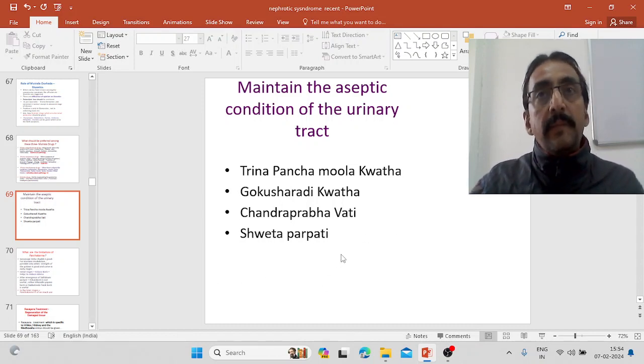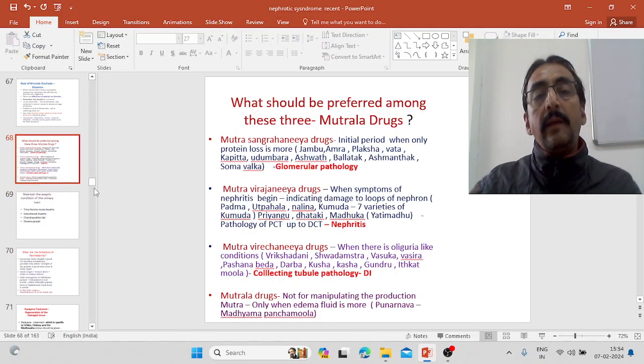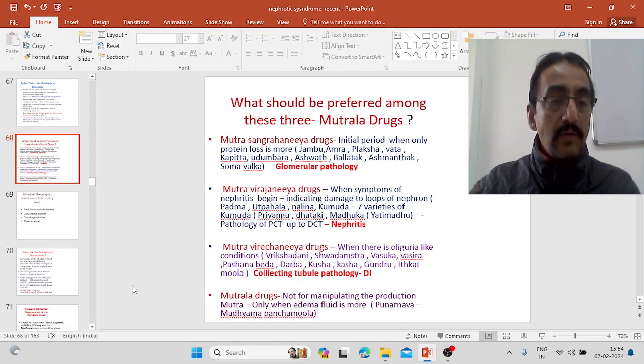So we will continue with the treatment of nephrotic syndrome. In the last class, we have seen the use of these Mutra Sangrahaniya drugs, Virajaniya drugs and Virechaniya drugs according to the situation.